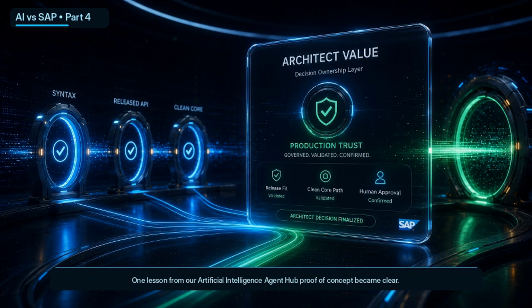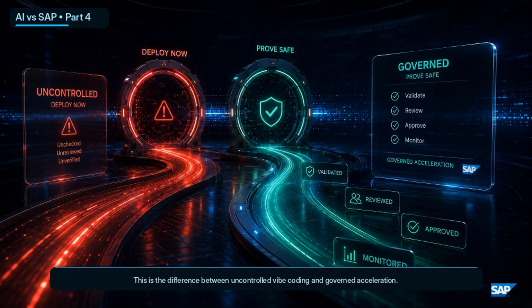From our SAP AI agent proof of concept, one lesson becomes clear. AI becomes useful when it is surrounded by evidence, validation, and governance. The model should not decide what is production safe on its own. The pipeline should verify syntax, released APIs, clean core alignment, authorization, performance, auditability, and human approval. This is the real difference between uncontrolled vibe coding and governed acceleration. Uncontrolled vibe coding says, the code looks right, let's deploy it. Governed acceleration says, the code was generated quickly, now let us prove that it is safe.